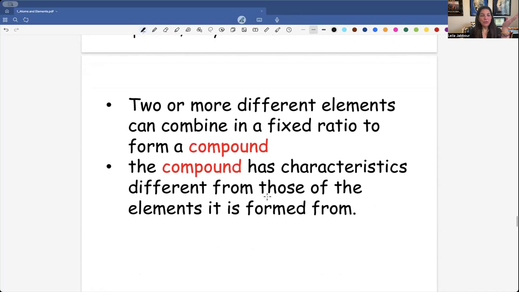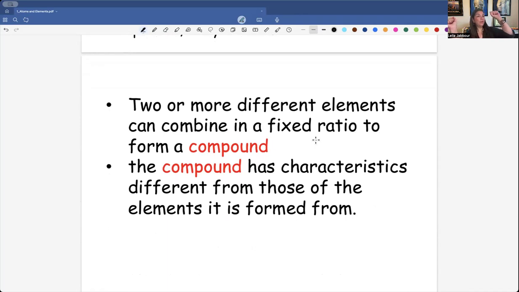Okay. So two or more elements can combine in a fixed ratio to form a compound. Now we're going to bring these atoms together to create larger structures. We're finally assembling Lego pieces. So the compound has characteristics that are different from those of the elements it's formed from.